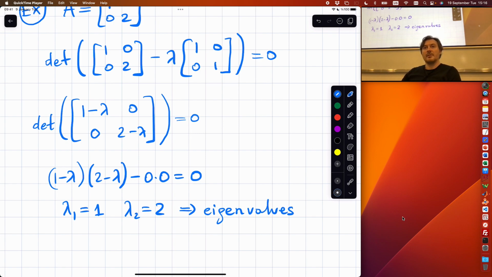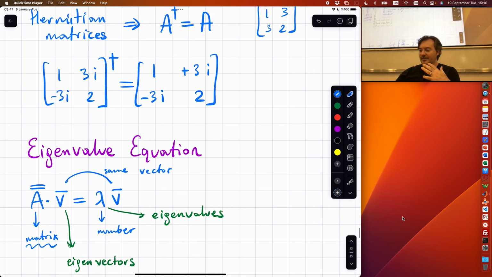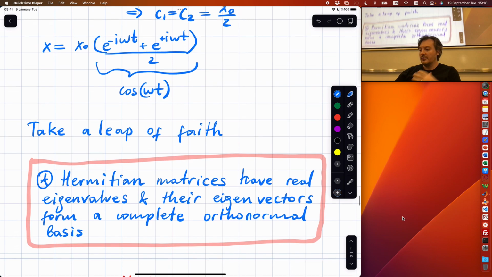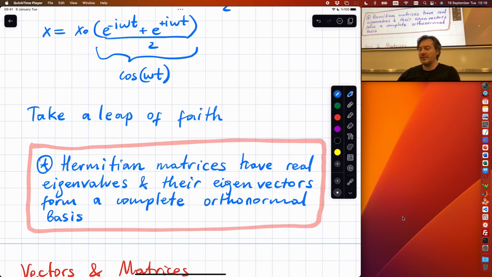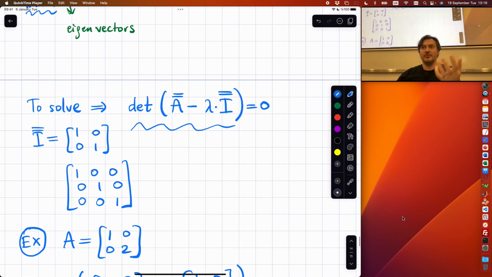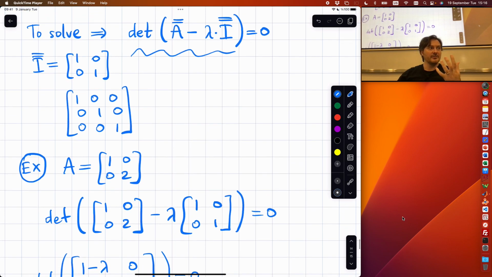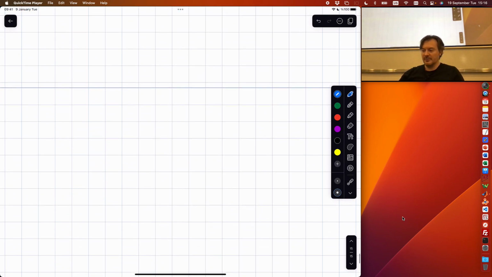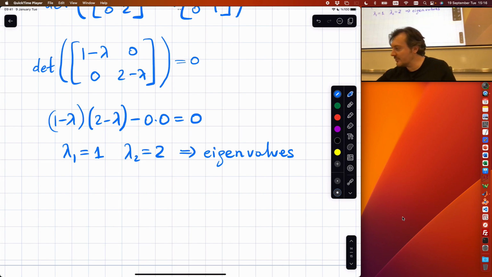Okay? Let's see where we are in the sentence. Hermitian matrices have real eigenvalues. Do you see? Indeed, we took a Hermitian matrix, we found its eigenvalues, and they are real. Good, right? Not too bad for 40 minutes. Real eigenvalues.